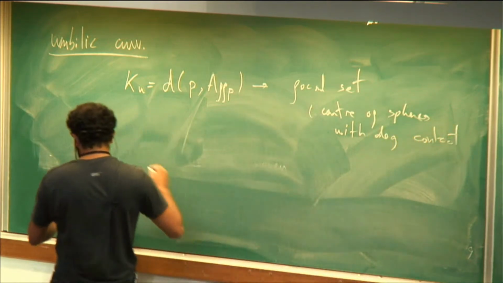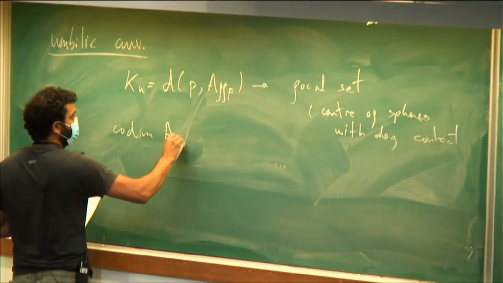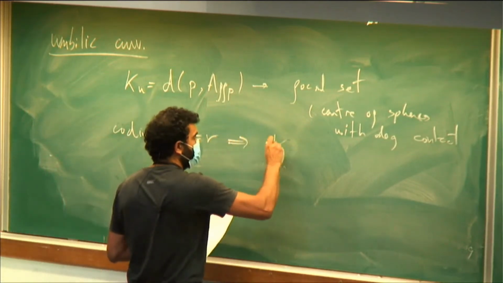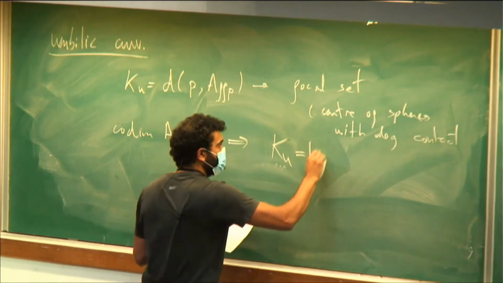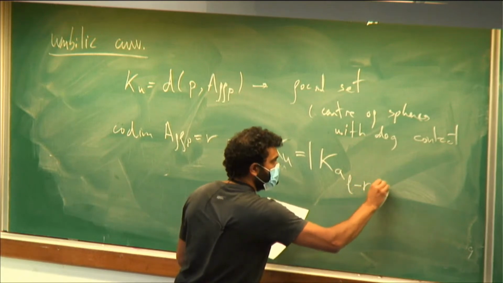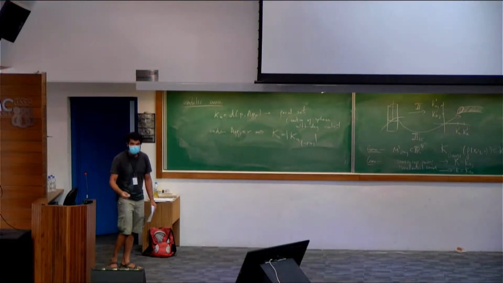It turns out that if the codimension of the affine space is equal to R, then the umbilic curvature is precisely the absolute value of this curvature over here. So basically, all the second-order curvatures that have been defined and are known are included in these axial curvatures, and they basically give all the second-order geometry. And I think one can go much further, but I don't have any more time. So thank you very much for your attention.